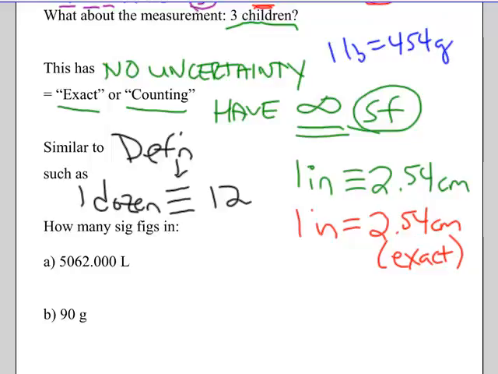So if we put this together and we look at these examples, how many sig figs in this first measurement of liters? So we have trailing zeros, and there is a decimal point, so these zeros will count. We also have a 0 in between the 5 and the 6, so that one's going to count. So this one has all 7 digits being significant. The number 90 grams is also a trailing 0, but there is no decimal point. So the only thing that's meaningful is the 9. That's just one sig fig.